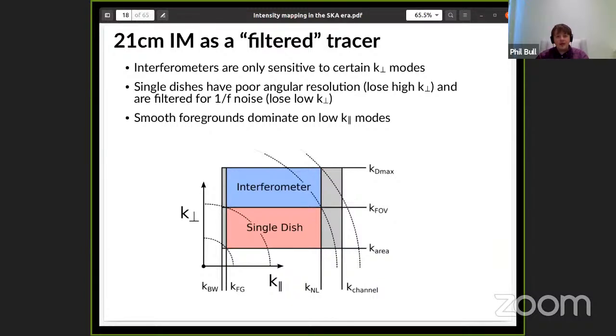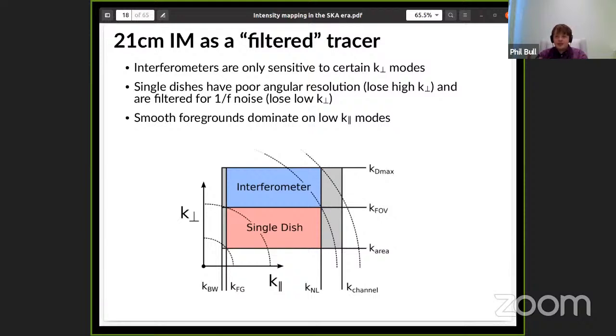So I'll very briefly just give you a kind of cartoon of how to try and understand this. Let's imagine we're looking at the large scale structure of the universe in a two-dimensional Fourier space. We have a K parallel, which is the radial Fourier mode, the Fourier mode in the line of sight away from us. And we have the K perpendicular, which is the Fourier mode on the sky, so the angular Fourier mode.